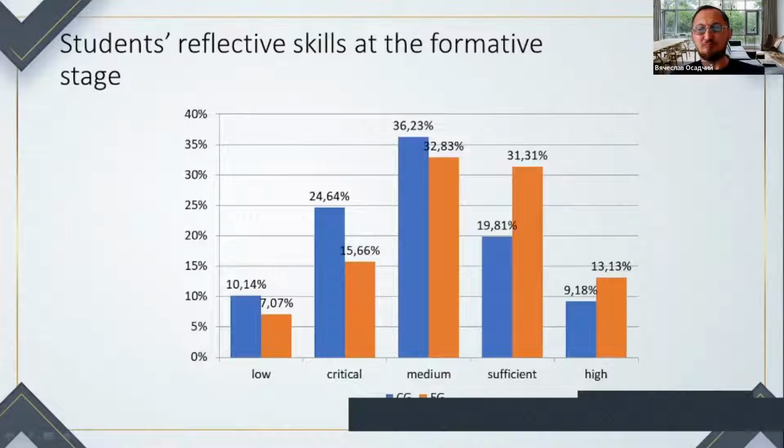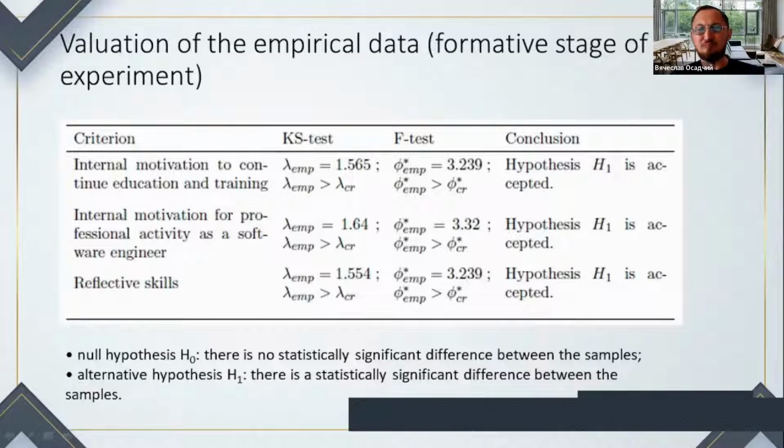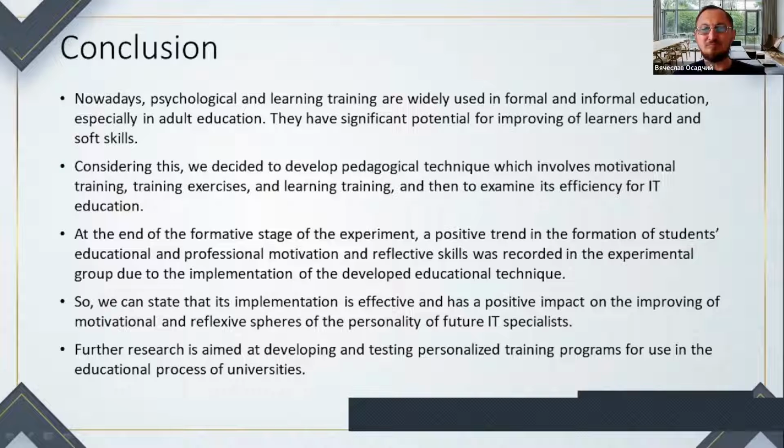Here, you can see that the percentage of students with a sufficient and high level of reflective skills in the experimental group exceeds the same percentage in the control group. Here, the results of processing of empirical data at the formative stage of the experiment are given. Statistical tests showed that there is a significant difference between the control and experimental groups. I'd like now to recap.